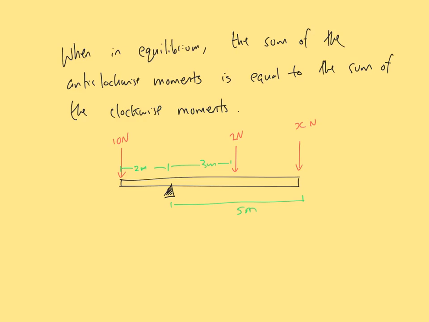So if the beam is balanced, what it means is this 10 newtons acting 2 meters away from the pivot is obviously having an anti-clockwise effect. If it's balanced, this 2 newtons here having a clockwise effect, and this unknown force here having a clockwise effect, together, that clockwise effect plus this clockwise effect must be equal to that anti-clockwise effect. So they love questions like this, and there's a standard method of working these out.